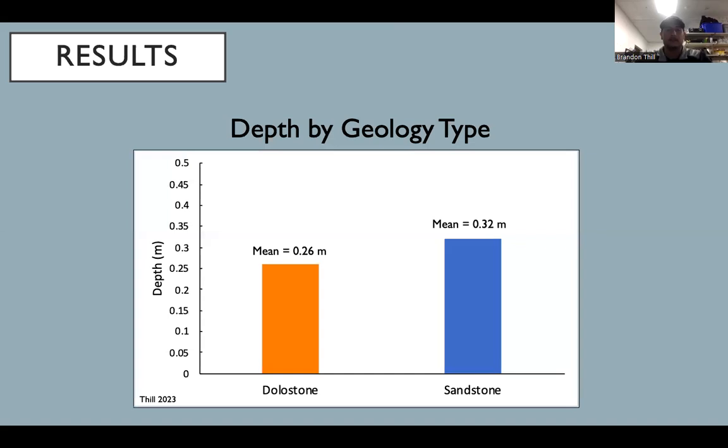So getting to some results here, we'll start with depth. Our dolostone on the left and sandstone on the right, we can see that on average, our sandstone streams were a little deeper. And one could hypothesize that this is because of that lack of channel units that I'd mentioned before. So we're not seeing those shallow riffles that we see in the dolostone streams.